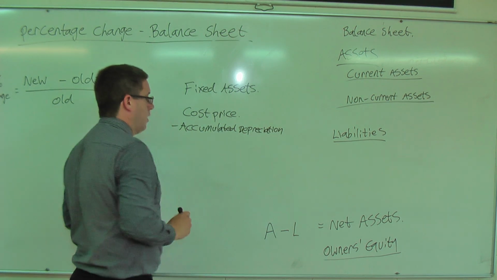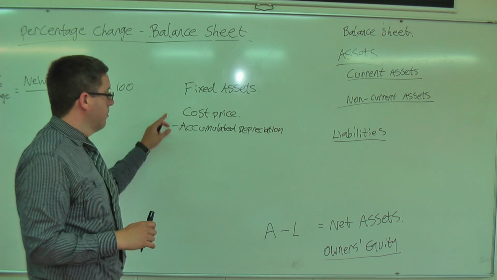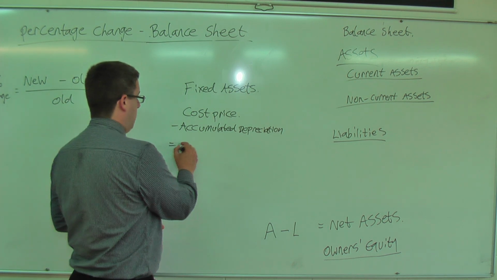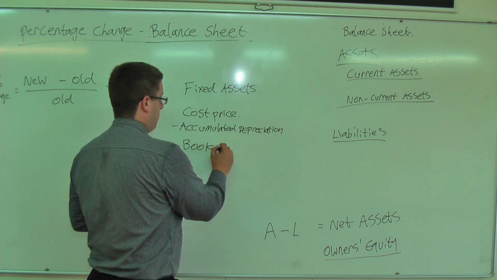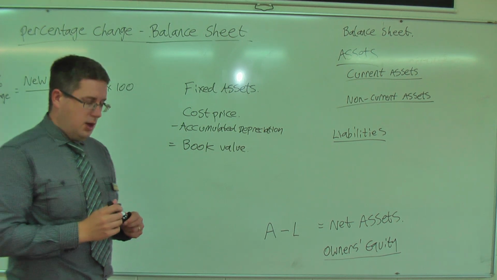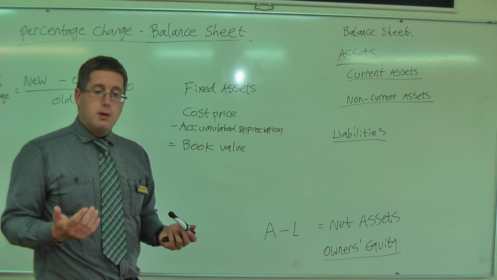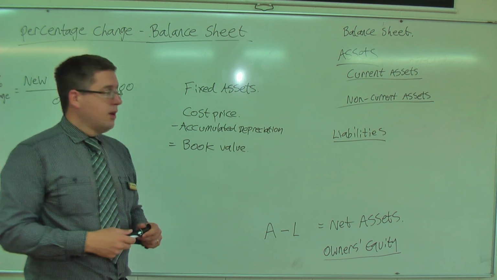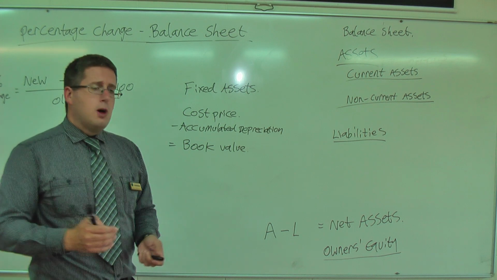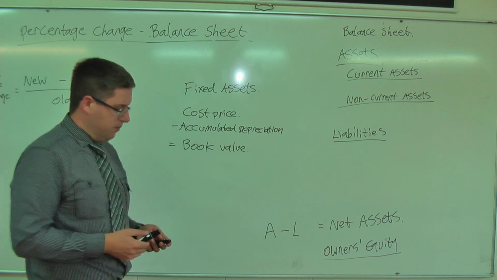Okay. What we do is we take it away from the cost price. So this is how much it cost us. We minus how much it's decreased in value, and that gives us a book value. A book value is just its current value on paper. That's why it's called a book value. So book value, it's value on paper on the accounting system. The value might be slightly different in the real world, but that's what we think it's worth.